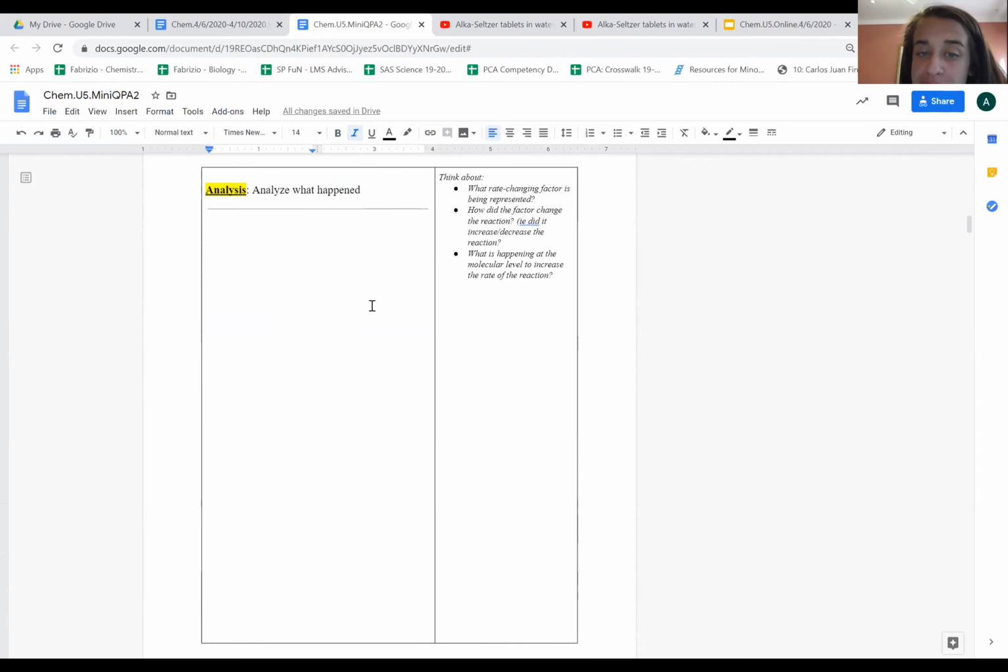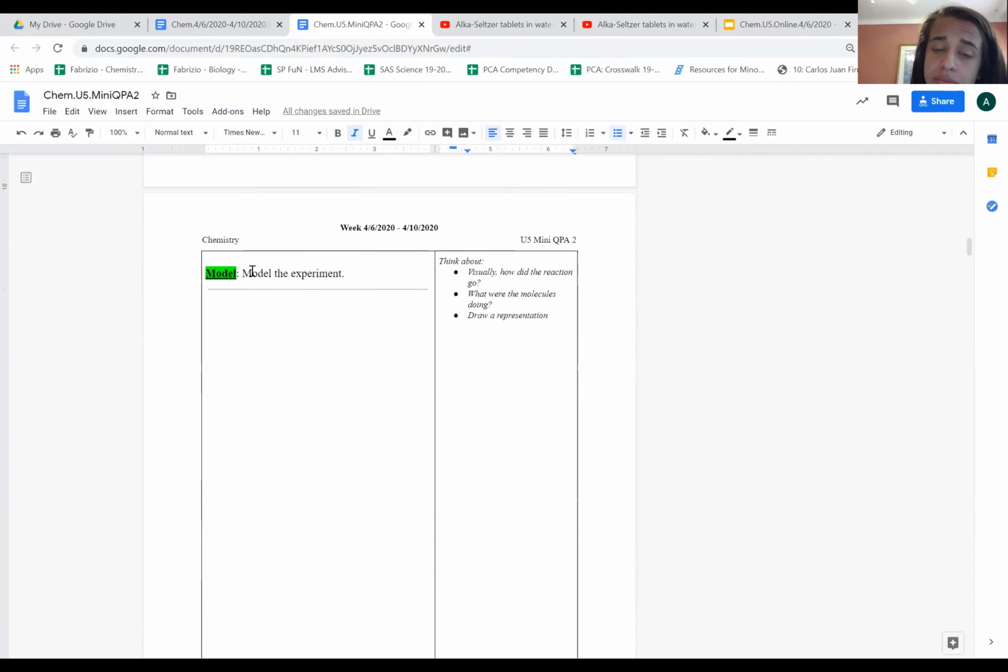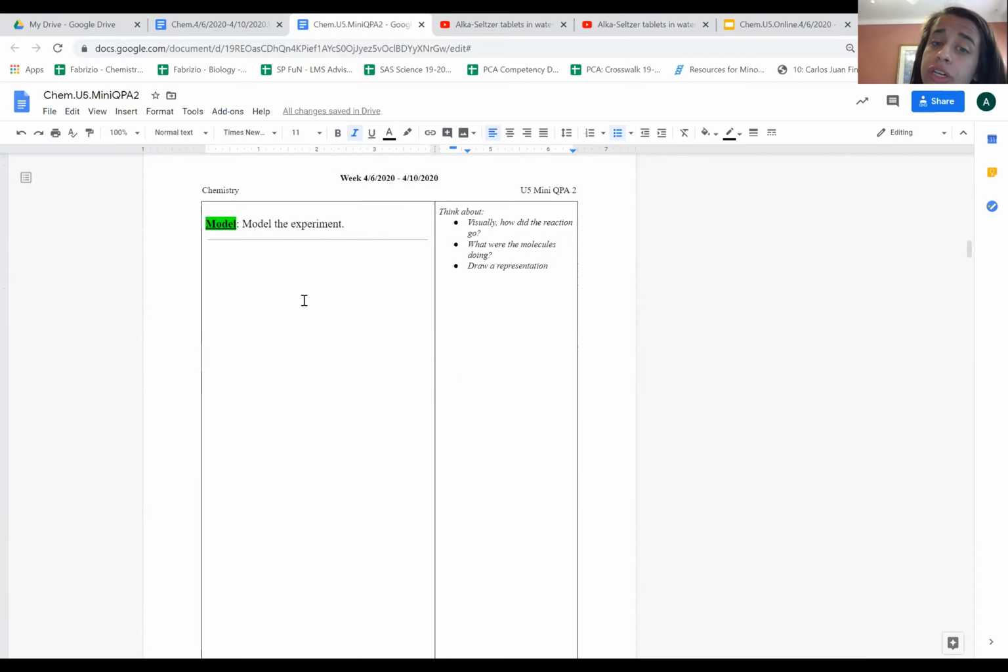Analyze what happened. What rate changing factor is being represented? How did it change? What's increasing or decreasing? And then what is happening at the molecular level? And that feeds into the next part, model. You're going to model what is happening at the molecular level.